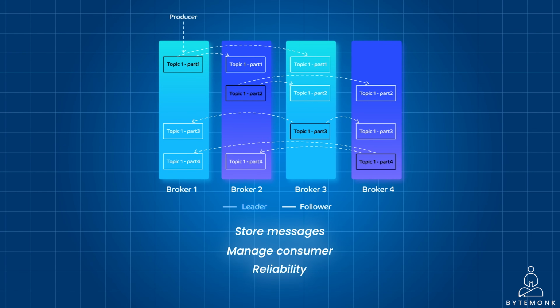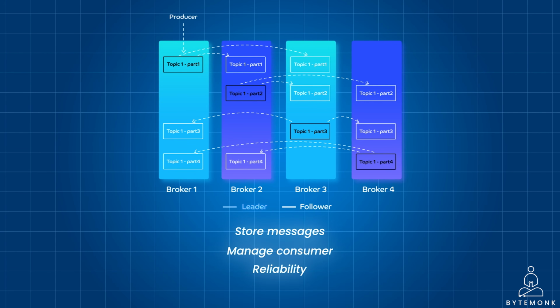And for reliability, Kafka replicates each partition across multiple brokers in the cluster. This means there are copies of the data on different servers. If a broker fails, another broker with a replica can take over and continue serving messages, ensuring minimal disruptions to data access.